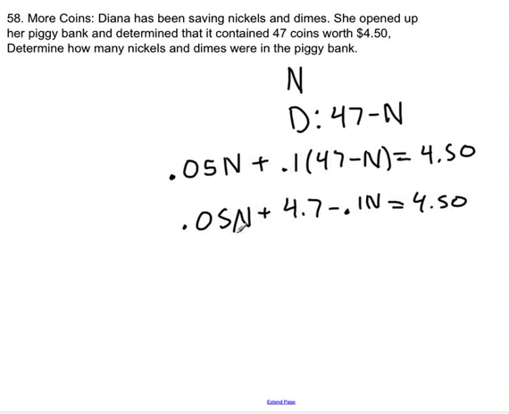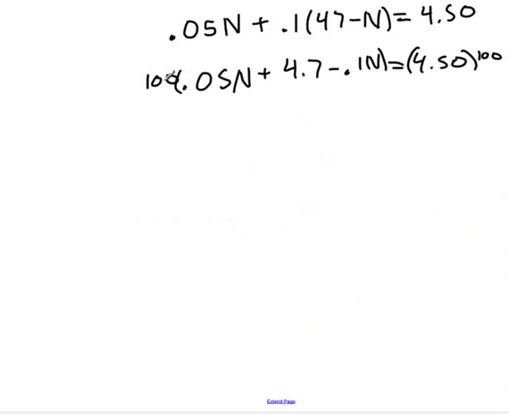I am sick of the decimals. So what I'm going to do is multiply both sides by 100. So this is going to be multiplied by 100. This is going to be multiplied by 100. And so by multiplying by 100 times 0.05, remember I got to distribute. So you end up getting 5n plus 470 minus 10n. Remember 10 times 0.1 is going to be 1, so 100 times 0.1 is going to be 10, equals 450.